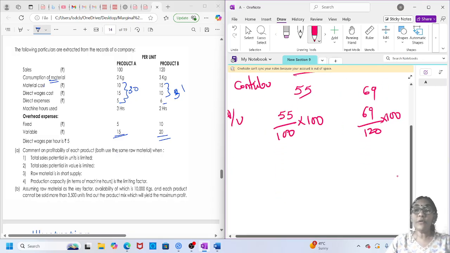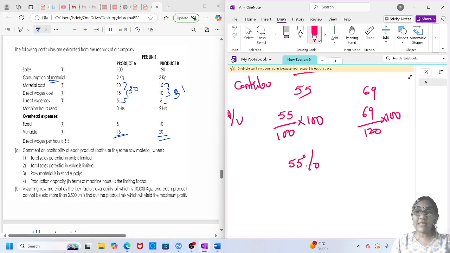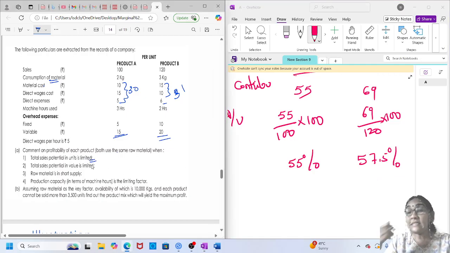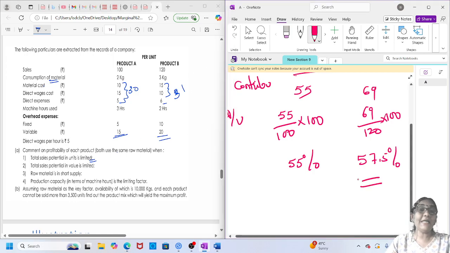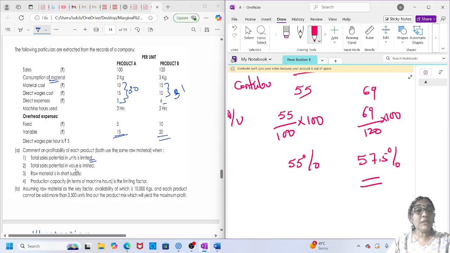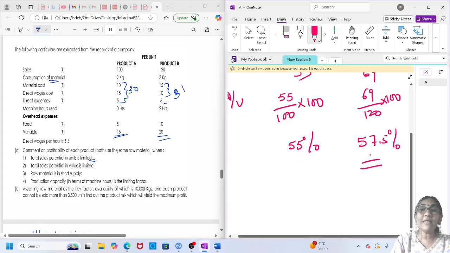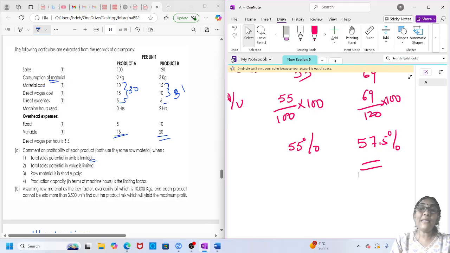So PV ratio in the first situation would be 55%. In the second scenario, 69 divided by 120, it will give you 57.5%. So if the total sales potential is limited, then it is better to manufacture B because the PV ratio is higher. If the sales potential in value is limited, in that case also it is better to manufacture B because the PV ratio is higher for B.